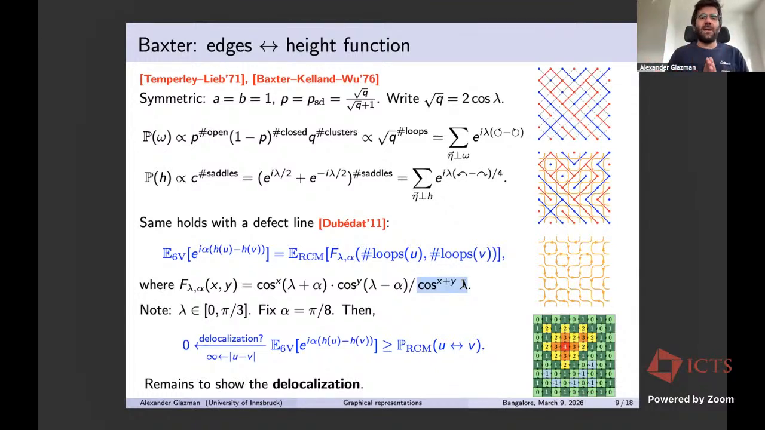So the defect line just means that you take a bunch of arrows and whenever the loop crosses, each edge going upwards receives the additional weight e to the i alpha, and downwards e to the minus i alpha. That's the point.